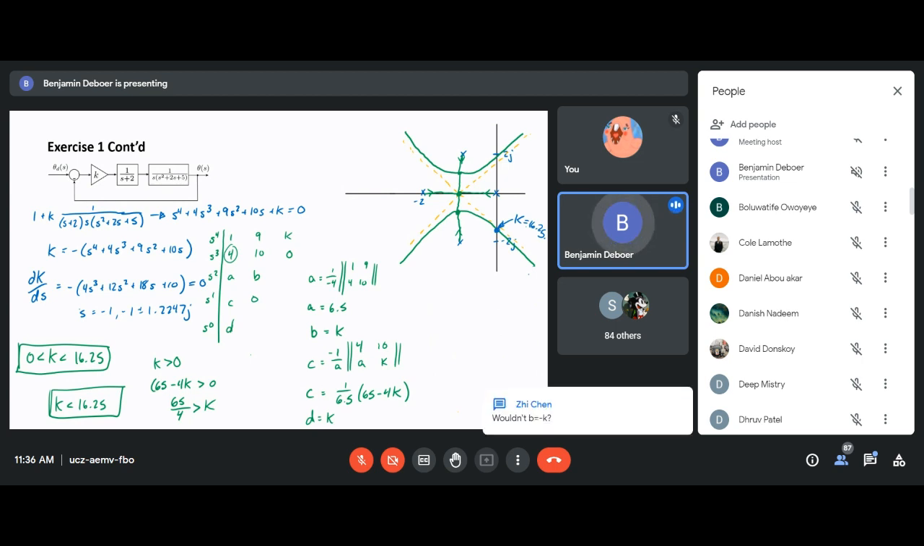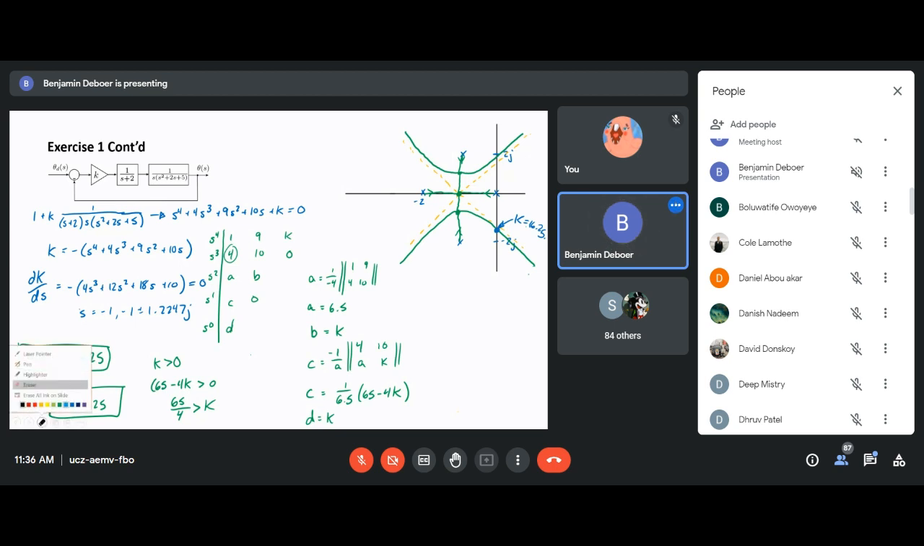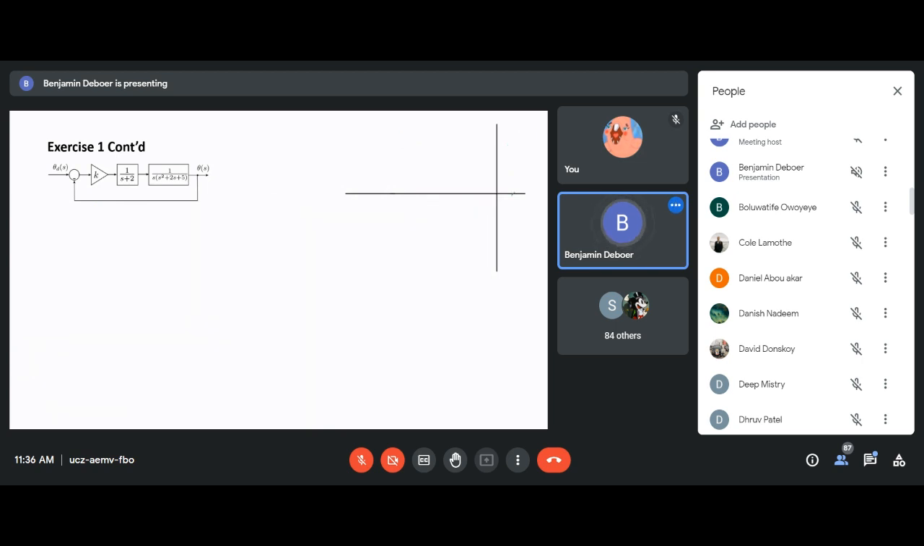So let's say you want to see what frequency of oscillation you're going to get at this point. The easiest way to do this is we can now take our characteristic equation here and plug in K equal to 16.25, and then plug in S equal to J omega into the system. Since we know the real part is equal to 0 because we're on the imaginary axis, we can figure out what the frequency is at that point. So we're going to go ahead and do that now.